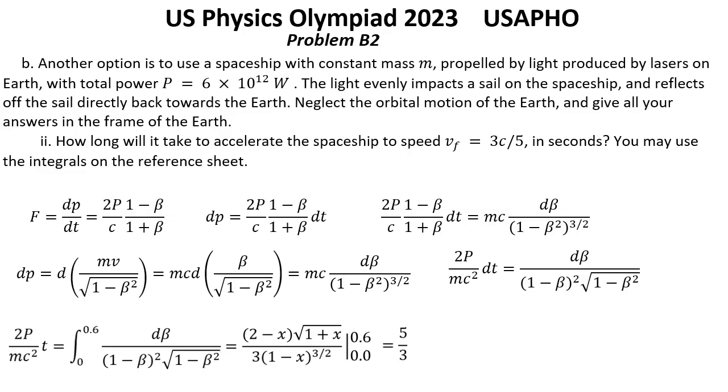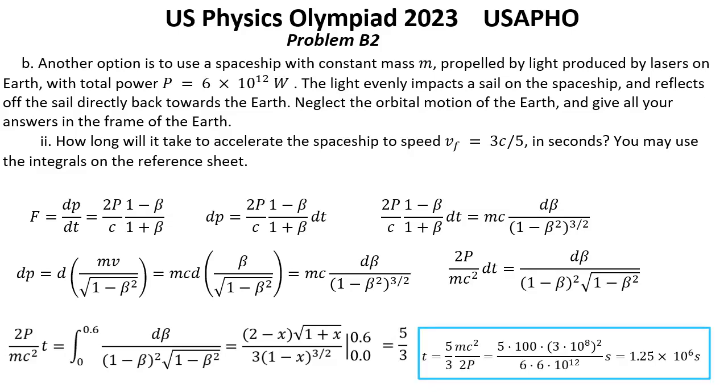So we have that total time equal this integral, and from the table given in the additional reference sheet we have this integral equal this expression, and when we put limits we have 5 over 3. So finally time equal 5 over 3 mc squared over 2P, and that will be 2.25 multiplied by 10 to the power 6 seconds. So that's the total time, and that was the solution for question 2.